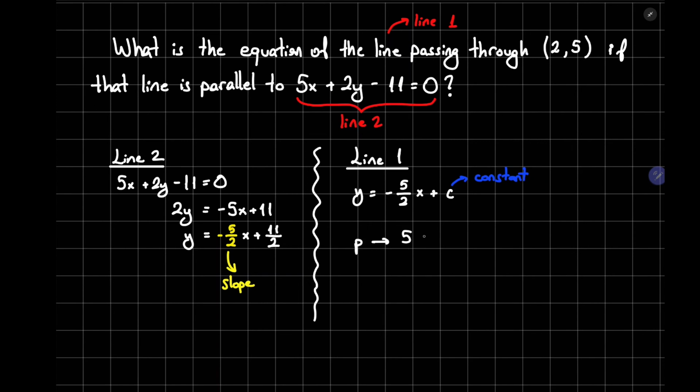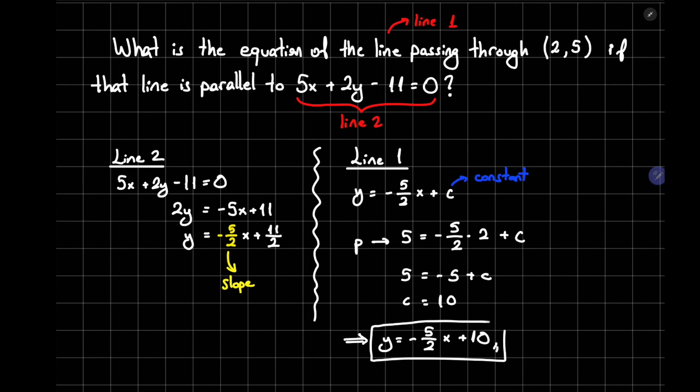5 = -5/2 times 2 + c, which means -5 + c = 5, and therefore c = 10. Therefore, we found the equation of our line, which is y = -5/2 x + 10. That is our answer to this question.